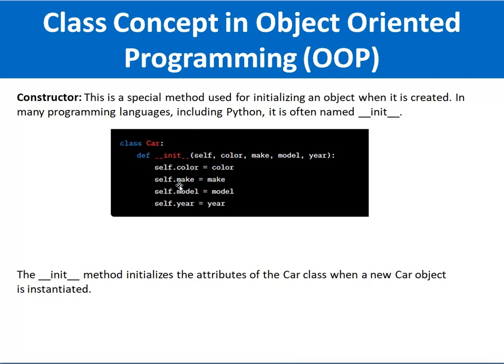like self dot color is equal to color, self dot make is equal to make. So see here, it is receiving this make from here, self dot make equals make, self dot model is equal to this model, and self dot year is equal to this year. So in this way, whenever you create an instance of the class, it will automatically call this constructor and assign the values accordingly.